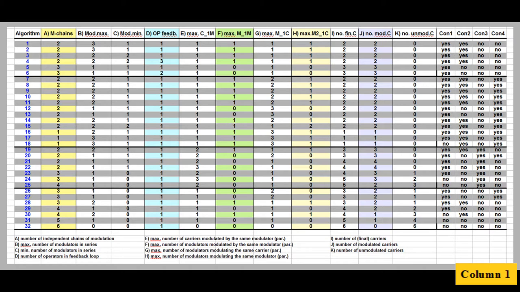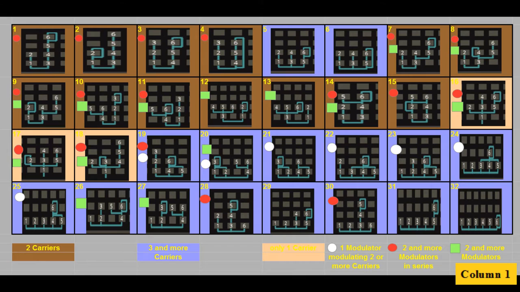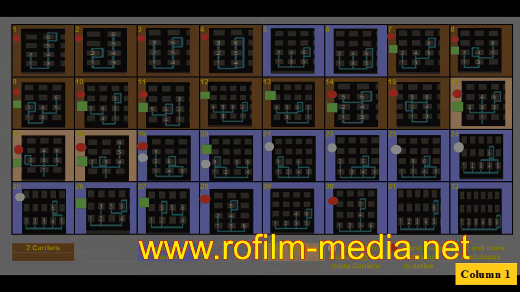The last three columns, number of final carriers and how many of them are modulated and how many are not, are self-explanatory. Completely to the right, you can see which constellations an algorithm contains. And for a quick, but not so detailed, overview, you may find this schedule useful. Like always, you can download all graphics and drafts and spreadsheets for free from my website www.rowfilm-medianet.